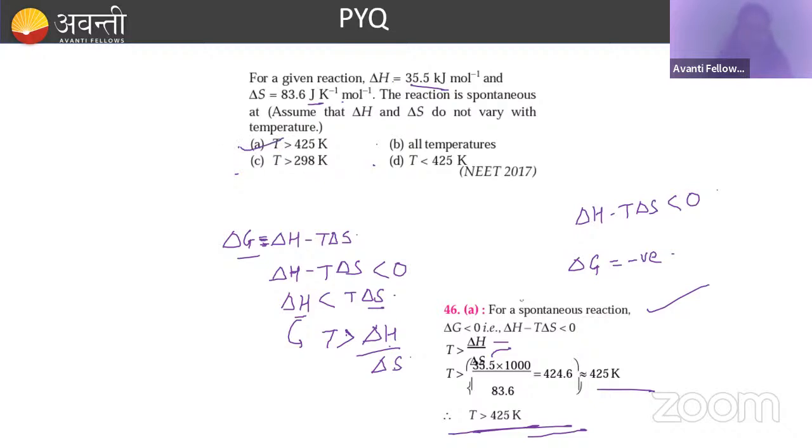Any doubts in this? We have just rearranged the equation. Delta G is less than 0 for a spontaneous process. What is the value of delta G? Delta H minus T delta S less than 0. Rearrange the equation and put the values of delta H and delta S, you will get the answer, right? Any doubts in this? Okay, A is the correct answer.